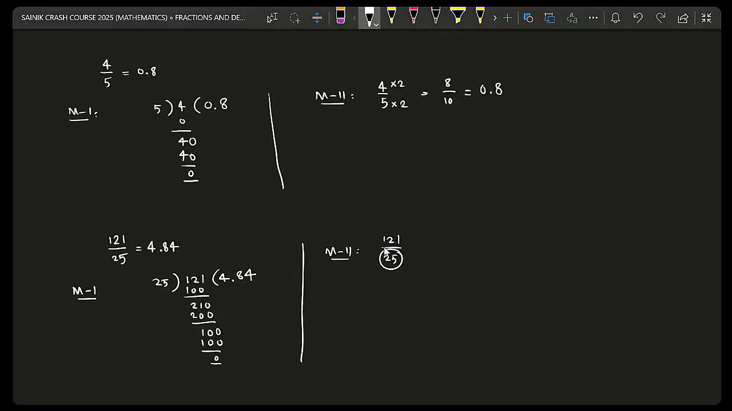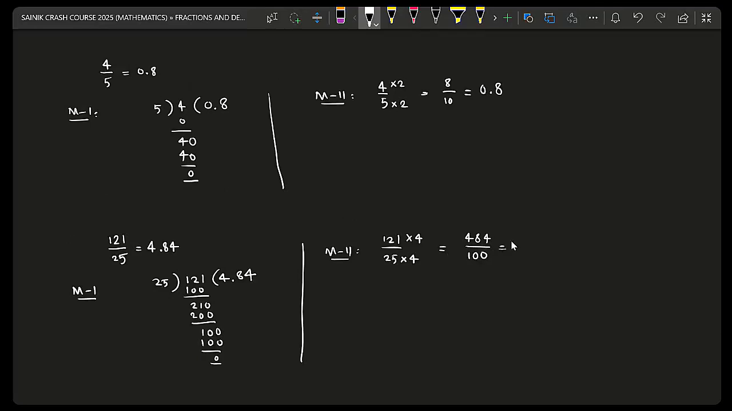But can I convert 25 into 100 by multiplying by any number? Yes, we can do that. That is, multiply by 4. 25 if you multiply by 4, it will be converted into 100. So because the denominator I multiplied by 4, the numerator also will be multiplied by 4. So 121 into 4, I get 484, divided by 25 into 4, which will be 100.